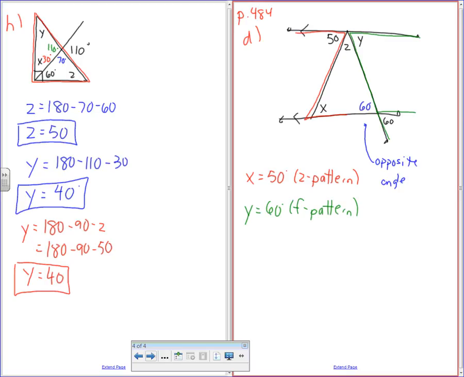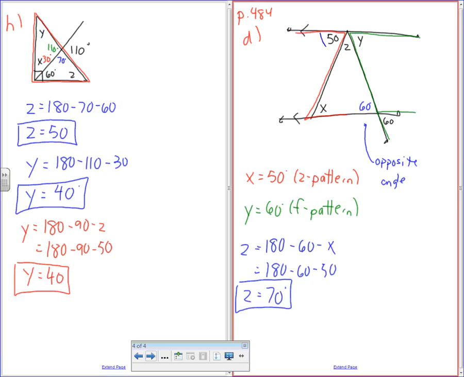Okay, so there's two ways to get Z. How do we get Z? We could do the triangle. Good. So Z is going to equal simply 180 minus 60 minus x, which is 180 minus 60 minus 50, which is, what's that, 70? That's using the triangle. What's the other way? 180 minus 50 minus 60.